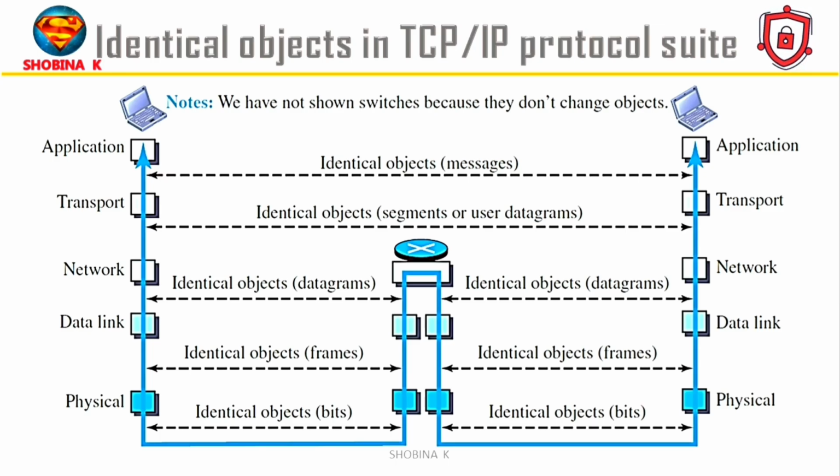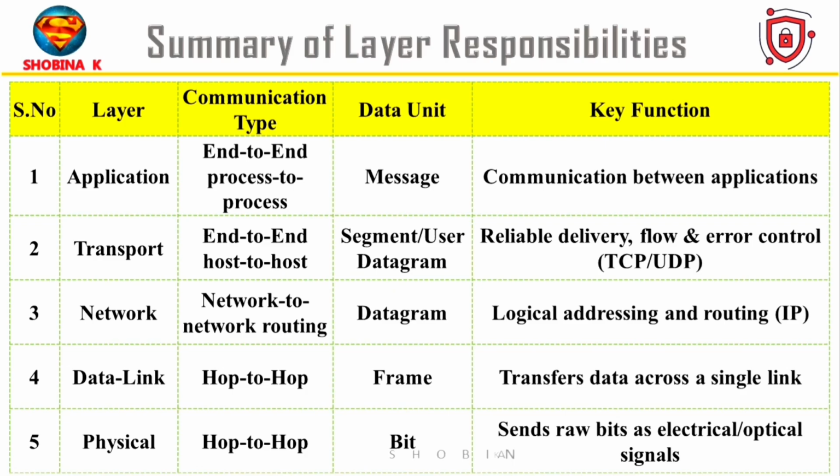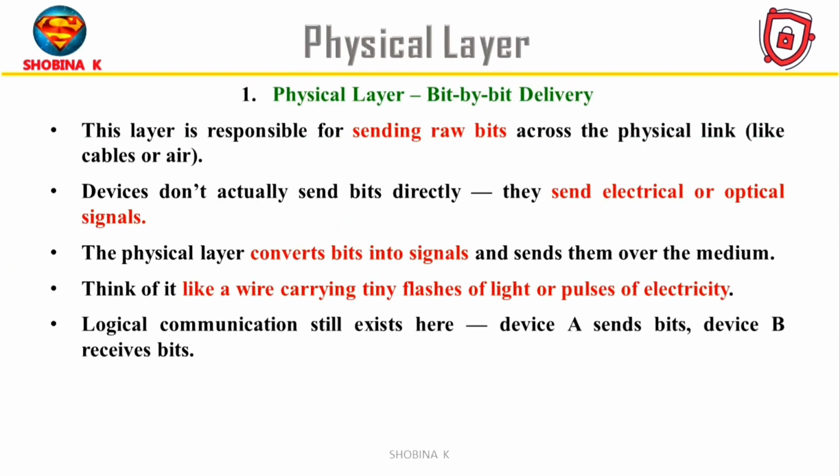After understanding logical communication, now we will discuss the role of each layer. First, the physical layer. The physical layer is responsible for transmitting individual bits across the link. Even though it is the lowest layer, the communication at this layer is still logical because there is a hidden layer called the transmission medium. Transmission medium is like cables or air.